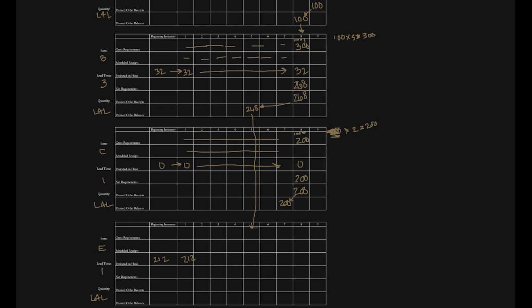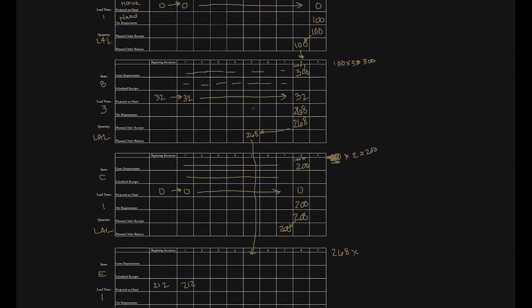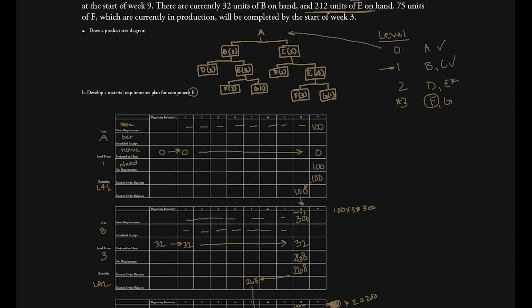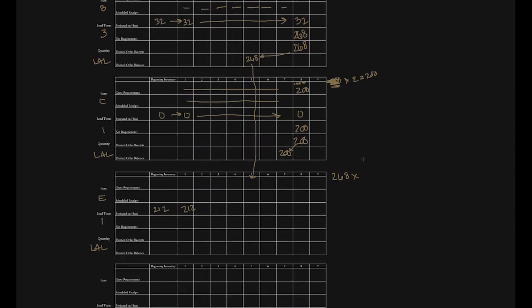Just going to go here, which is going to be the 268 times how many E's per B. Going back up to the table, we have 3 E's per B. So we're going to put that here. 268 times 3 is going to give us 804. And now for gross requirements of E, we've got 804.